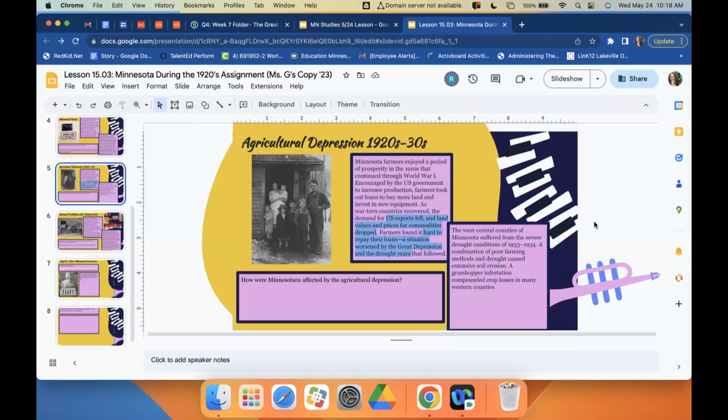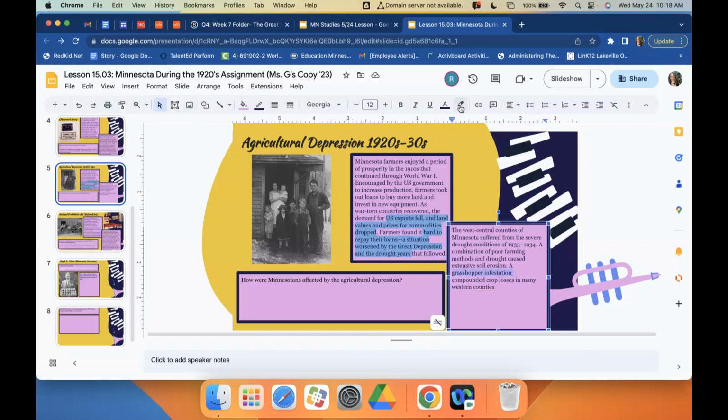The west central counties of Minnesota suffered from the severe drought conditions of 1933 to 1934. A combination of poor farming methods and drought caused extensive soil erosion. A grasshopper infestation compounded crop losses in many western counties.